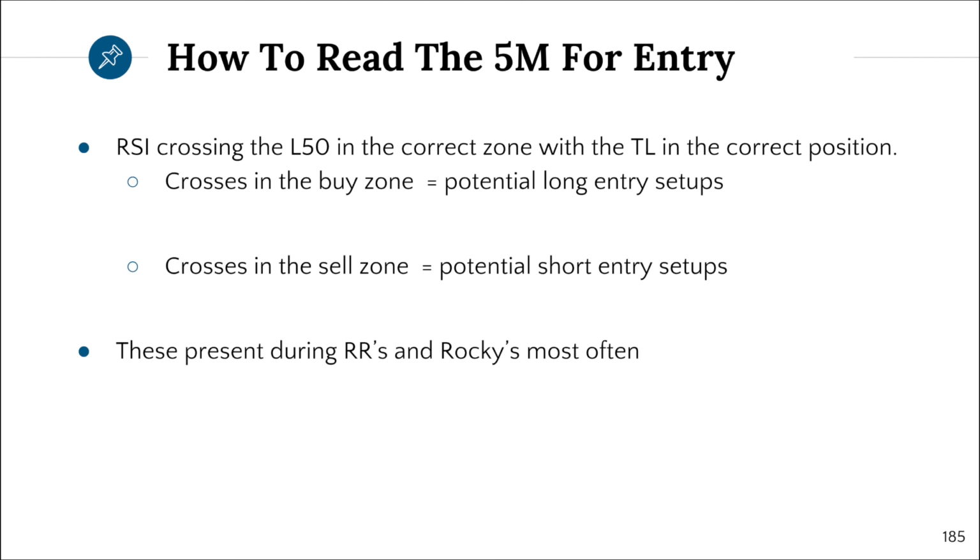You will find 5-minute entries present the most during railroads and rocky formations. During most railroads and rockies, you will not find a 1-minute cross. You will instead find a 5-minute cross. The shift candle entries, you will find 5-minute and 1-minute crosses majority of the time. If it's a solid shift, you'll get a cross on both time frames relatively close together in time, if not at the same time.